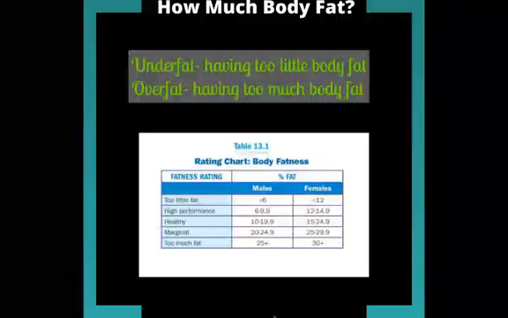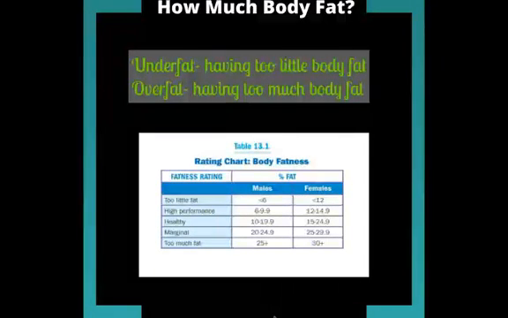Muscle weighs more than fat, so it's not good to compare just your weight. Someone who has bigger muscles may weigh more than someone who appears overweight. From the late teens on, females generally have a higher percentage of body fat than males. If you are under fat, it means you have too little body fat, and if you are over fat, it means you have too much body fat.